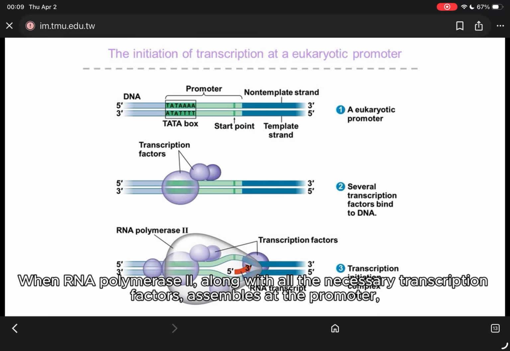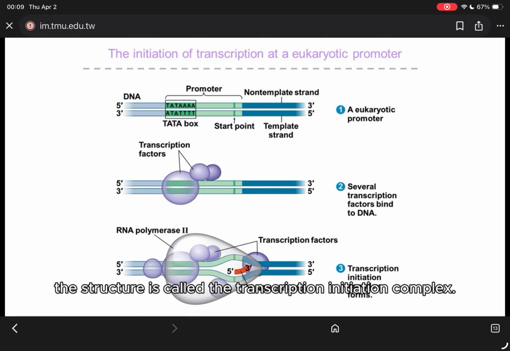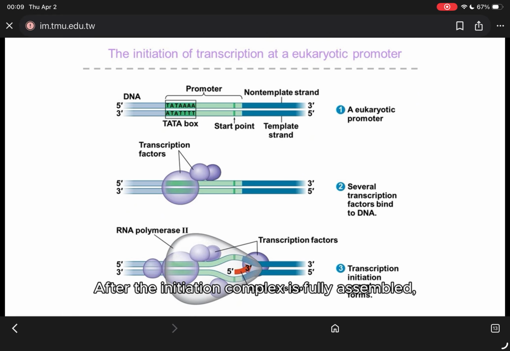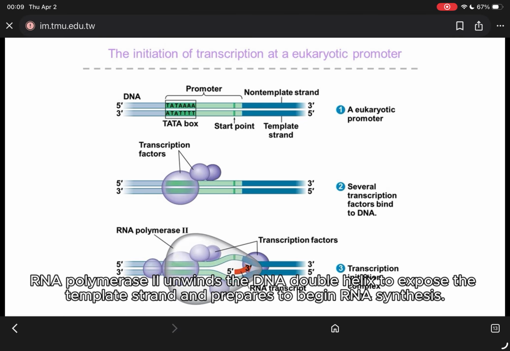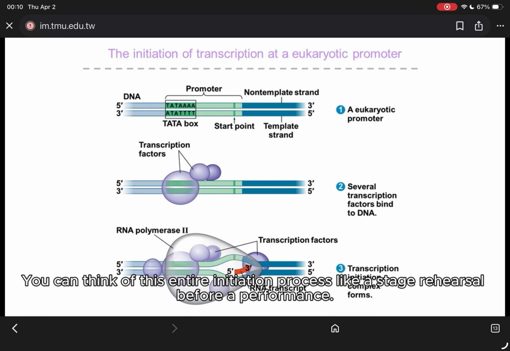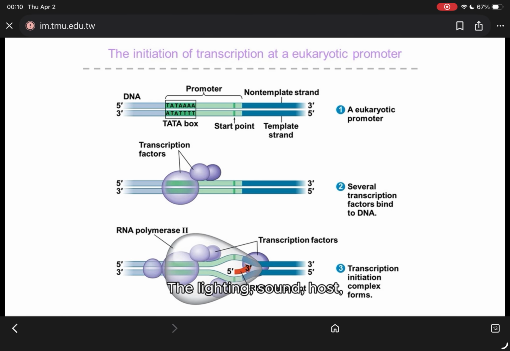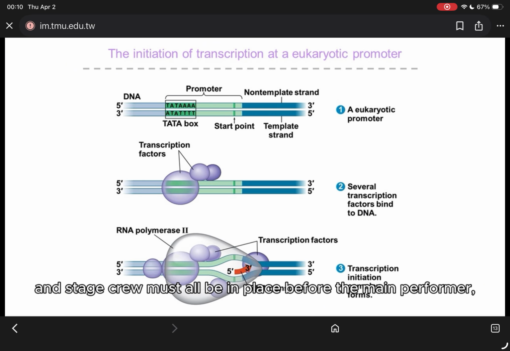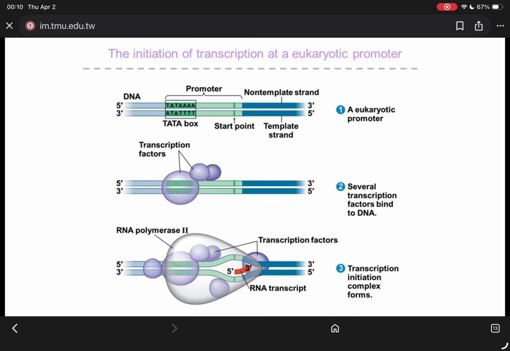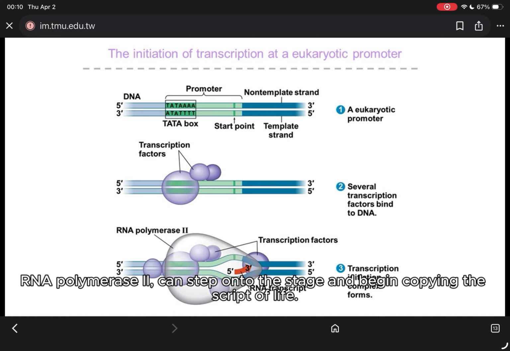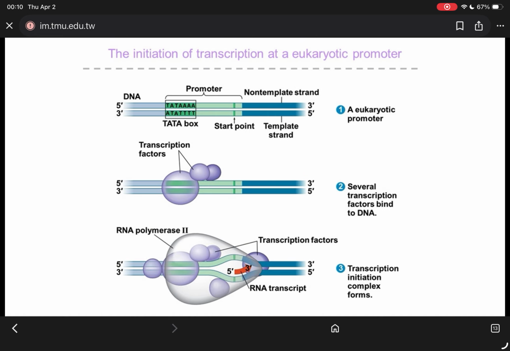When RNA polymerase II, along with all the necessary transcription factors, assembles at the promoter, the structure is called the transcription initiation complex. After the initiation complex is fully assembled, RNA polymerase II unwinds the DNA double helix to expose the template strand and prepares to begin RNA synthesis. You can think of this entire initiation process like a stage rehearsal before a performance. The lighting, sound, host, and stage crew must all be in place before the main performer, RNA polymerase II, can step onto the stage and begin copying the script of life.